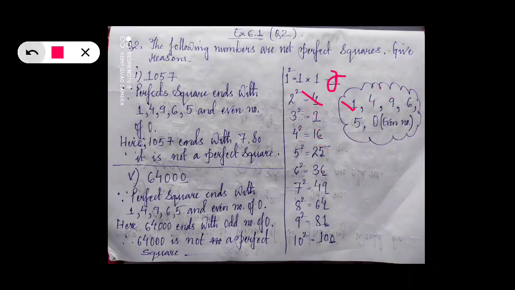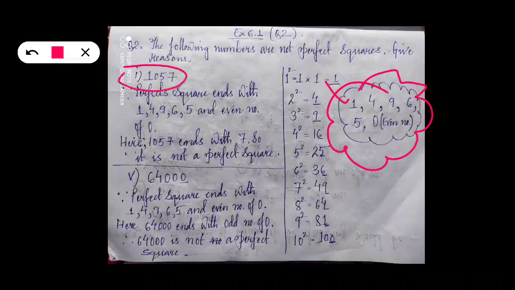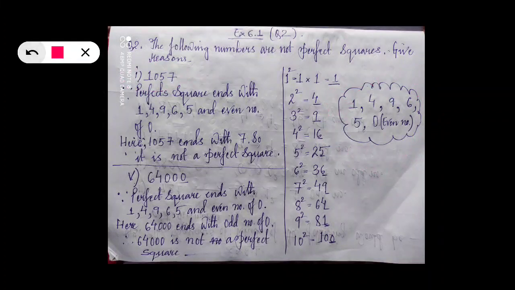I have already told you in the explanation video, if any number ends with these numbers in the unit place, 1, 4, 9, 6, 5, or even number of zeros, then we can say yes, it is a perfect square. But if the number does not end with these numbers, then it is not a perfect square. That's all, very simple. Like for question number 1, look here, what is the number? 1057. And what is the last digit, that means the unit digit? It is 7. Is 7 present over here? No. That's why it is not a perfect square.